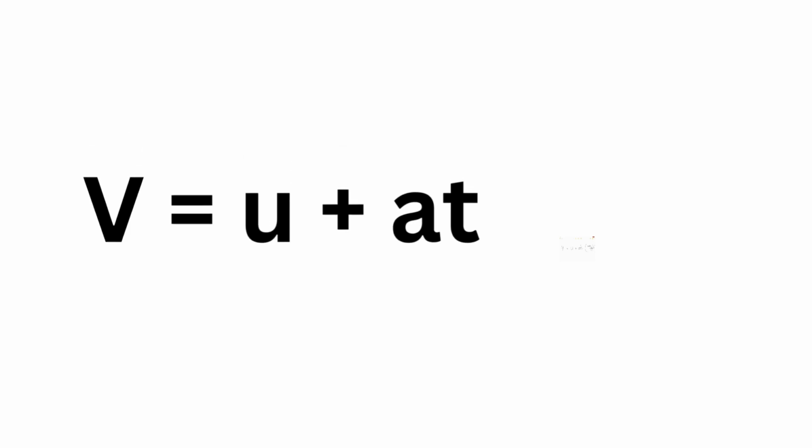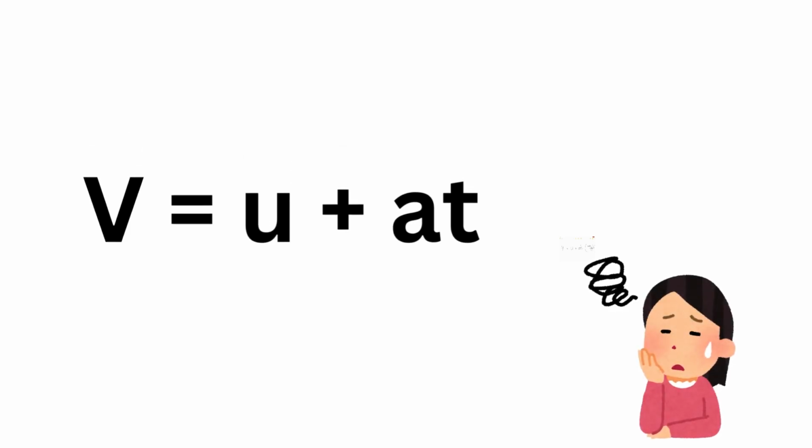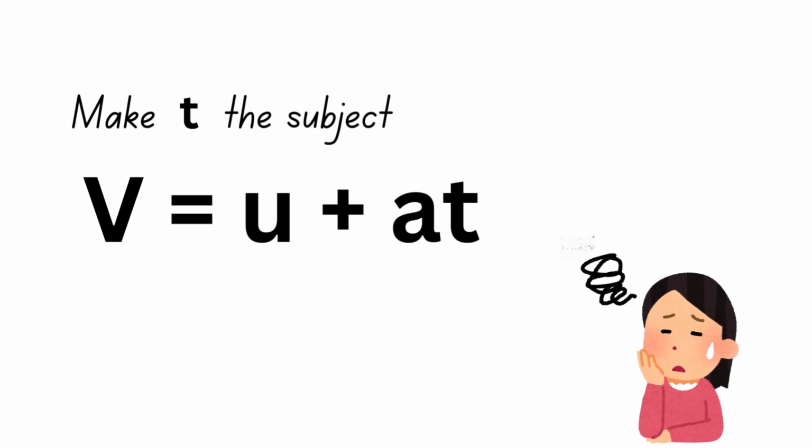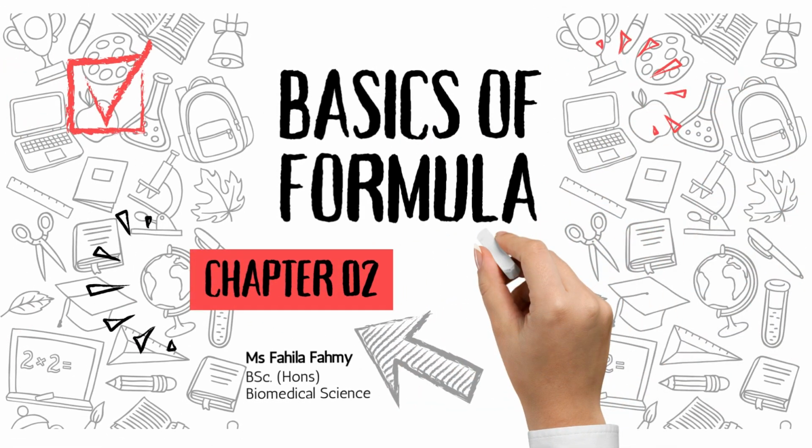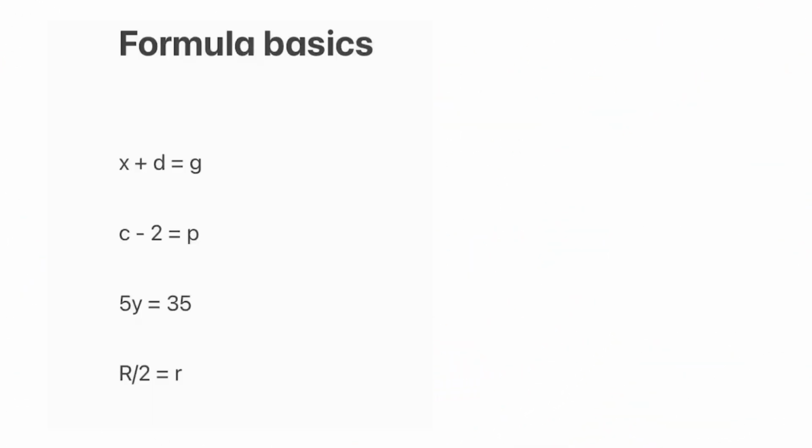When such a formula is given, do you know how to rearrange the formula and make t the subject? Alright, so let's figure things out from the basics. Just be focused and pay attention to what I'm going to do now. Look at the first sum: x plus d is equal to g.